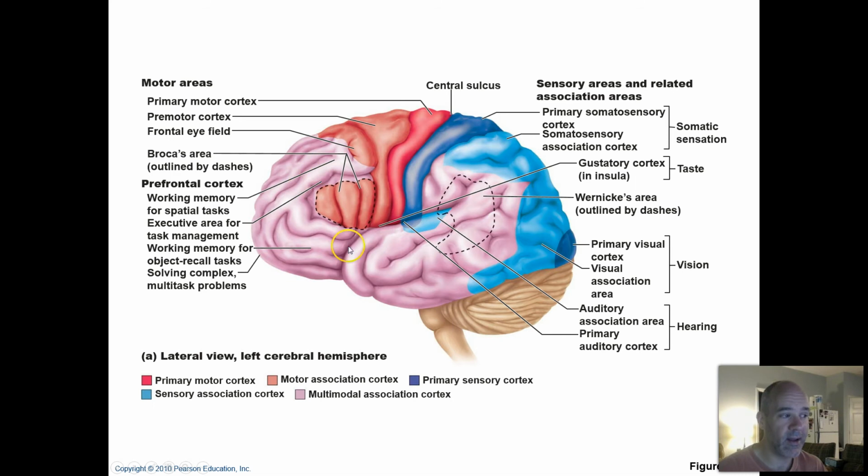And then in pink, these are areas where you have your associations going on. For example, up in here, this whole area is called your prefrontal cortex. So it's up here in the very frontal part of the brain. And in here, this is where you have working memory. This is where you decide how you're going to execute tasks. Problem solving and so forth takes place in this area.